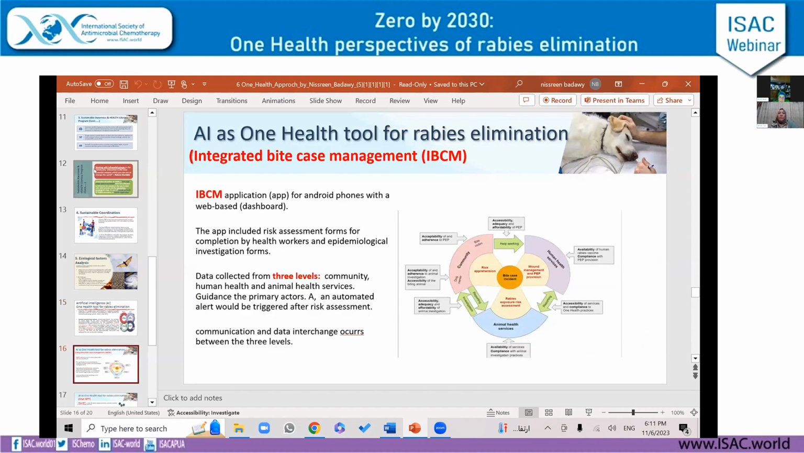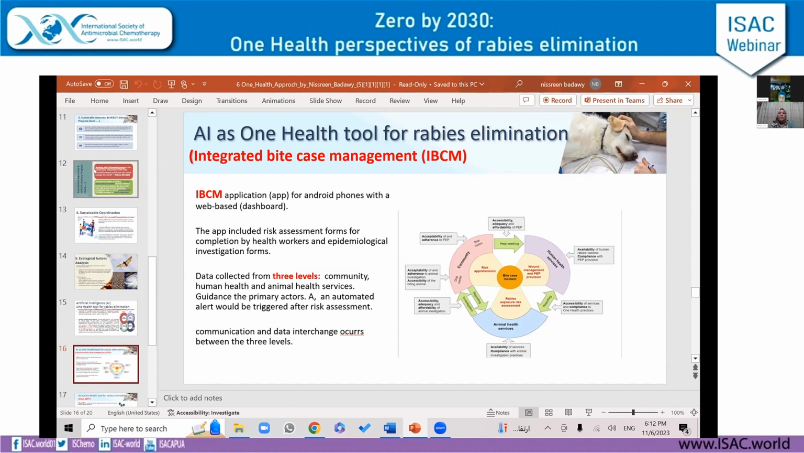Also, one important tool in artificial intelligence application is the integrated bite case management system. The integrated bite case management system is software in the computer containing multiple sectors, including health sectors, animal sectors, and community.